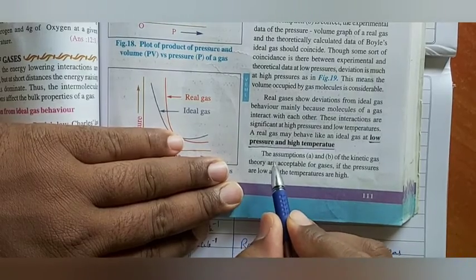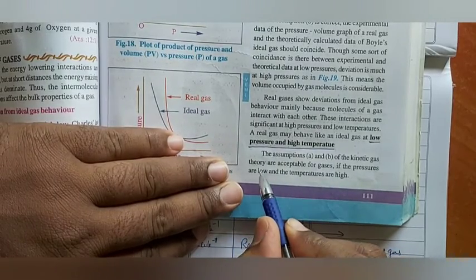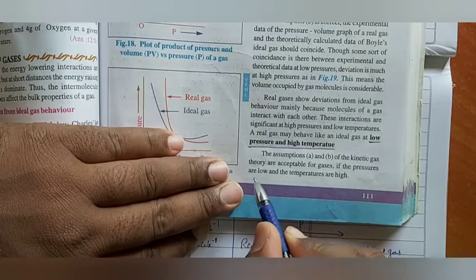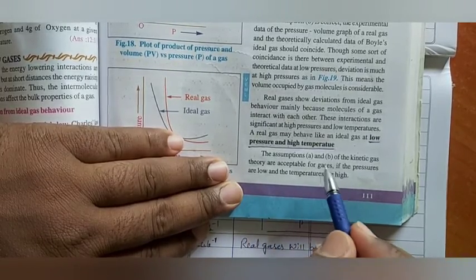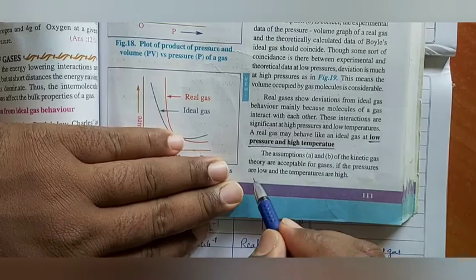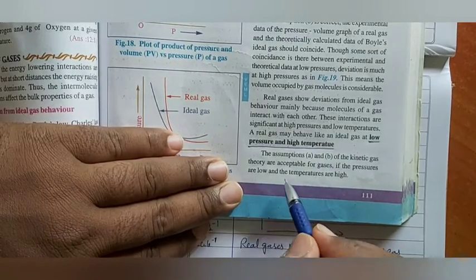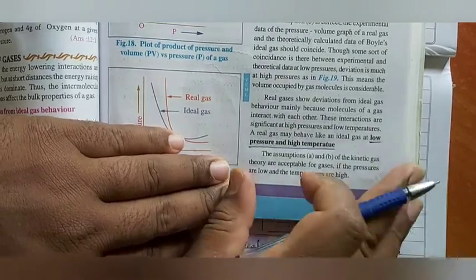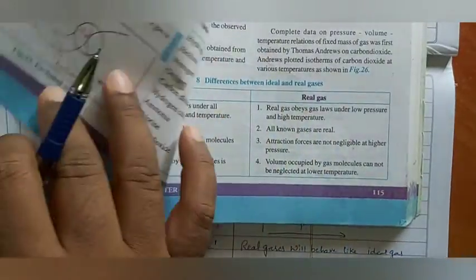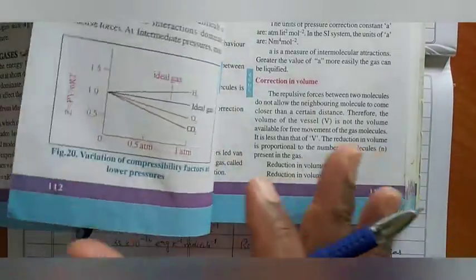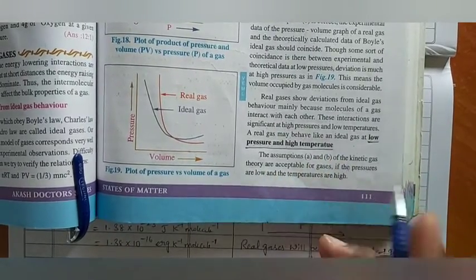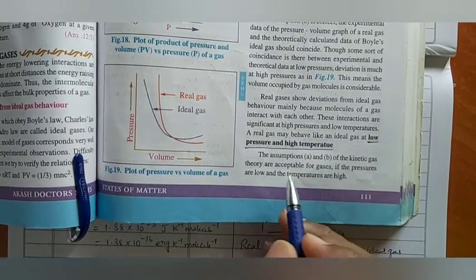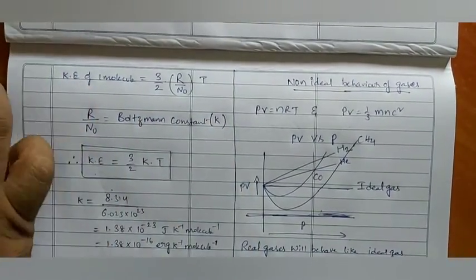Now coming to this one. Assumptions A and B of the kinetic gas theory are acceptable for gases if the pressures are low and the temperatures are high. A and B will be valid when pressure is low and temperature is high. Let us see these points, and after that we will go to the next explanation, compressibility factor. Before that, let us see how these assumptions A and B are correct at low pressure and high temperature.